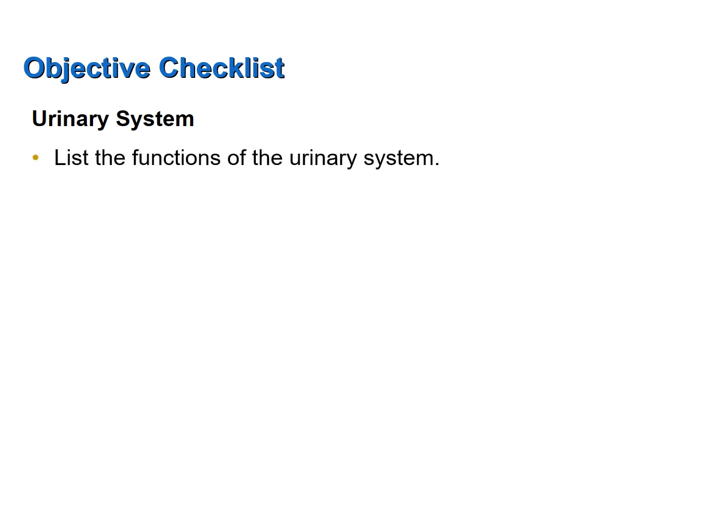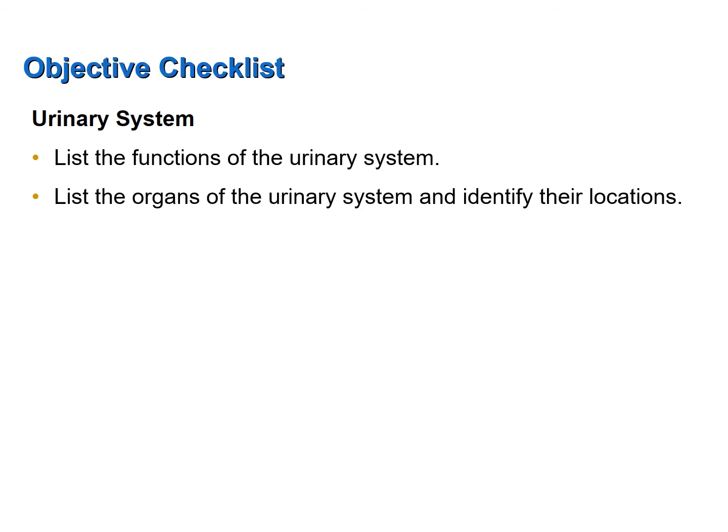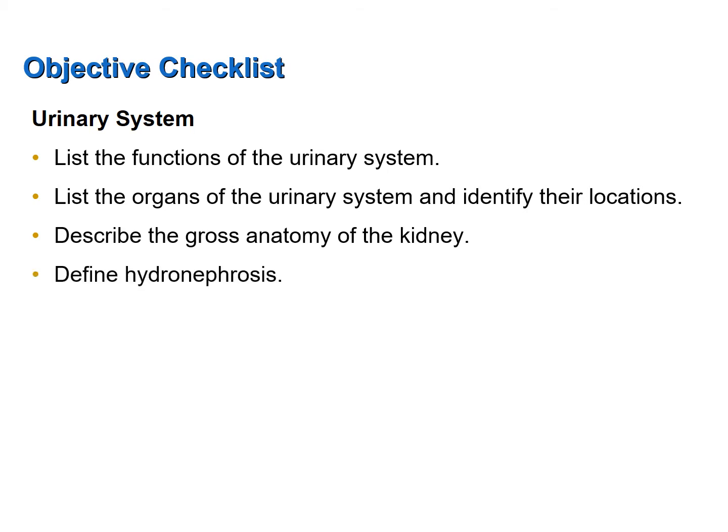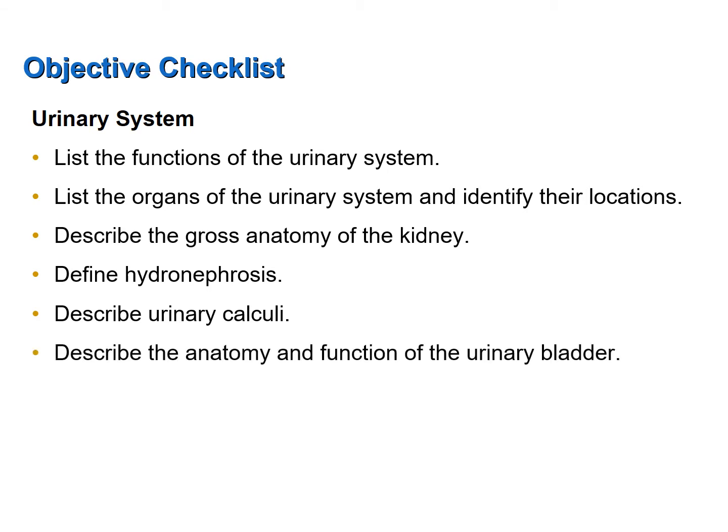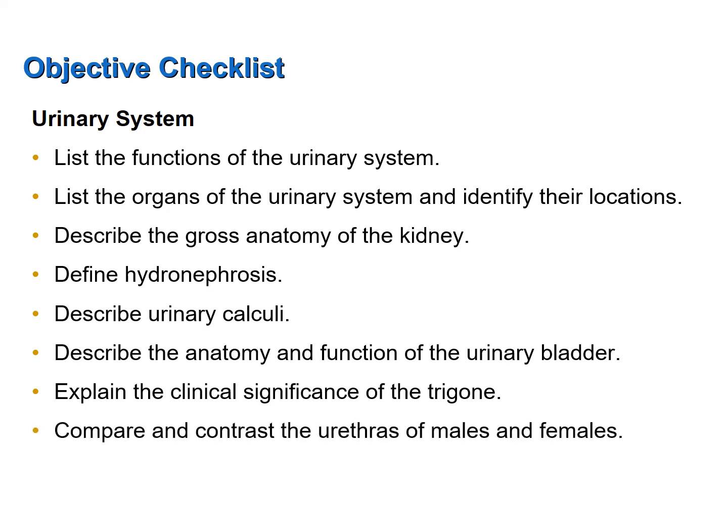List the functions of the urinary system. List the organs of the urinary system and identify their locations. Describe the gross anatomy of the kidney. Define hydronephrosis. Describe urinary calculi. Describe the anatomy and function of the urinary bladder. Explain the clinical significance of the trigone. And compare and contrast the urethras of males and females.